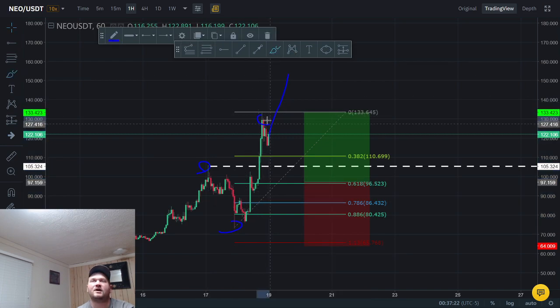This is a new high compared to this high. This is an impulse leg because it breaks these highs. So this resistance should turn support.